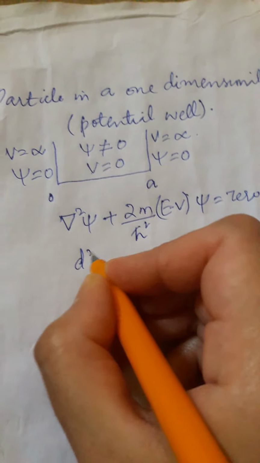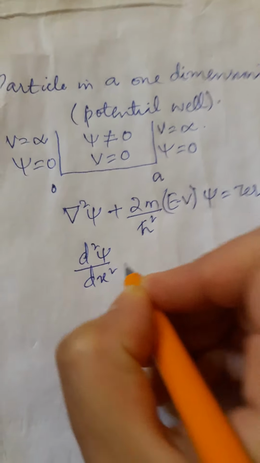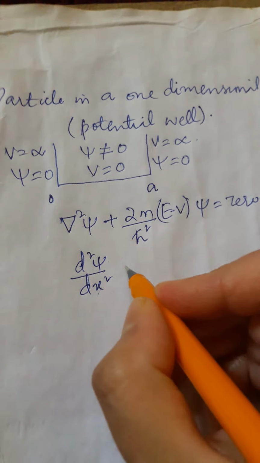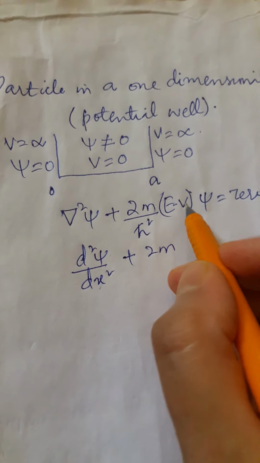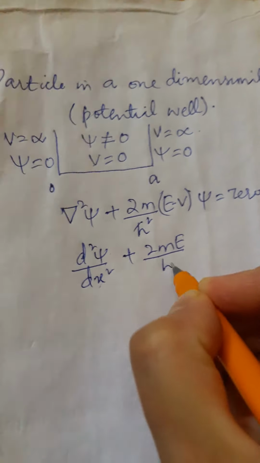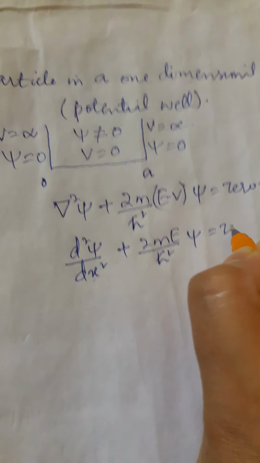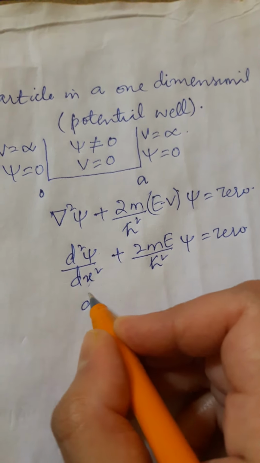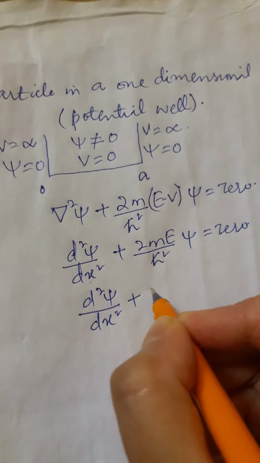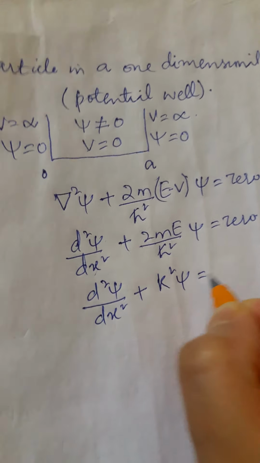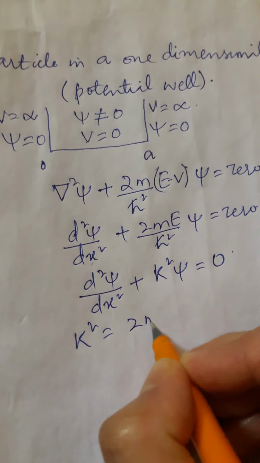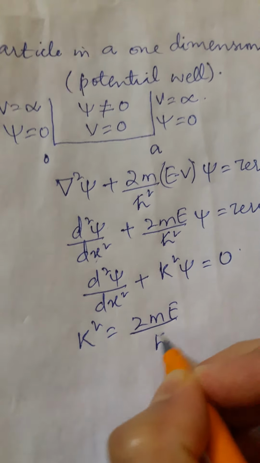We can modify it as d square psi by dx square, because the particle is moving in one direction only, x direction. So we write it this way, plus 2m, since we know the energy is wholly kinetic and not potential, so we write 2mE by h cross square psi is equal to 0. Alternately, we can also write it as d square psi by dx square plus k square psi is equal to 0. But we have chosen to write this k square equal to 2mE by h cross square.